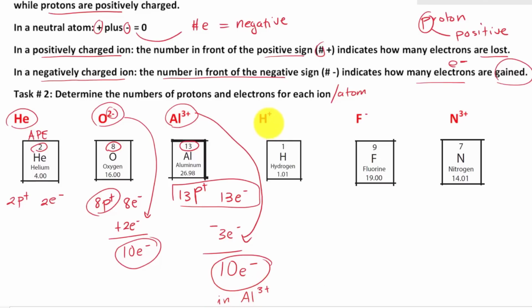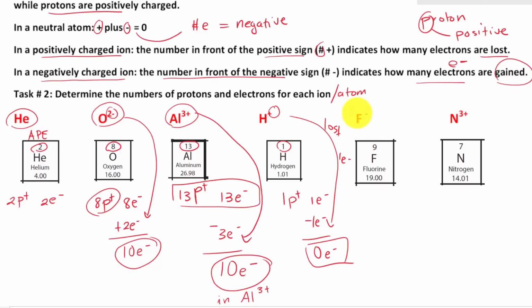Well, in this case, let's look at this one. We have hydrogen. Well, hydrogen is H with a 1 as atomic number. So we have original number of 1 proton. And how many electrons? It's the same as the number of protons. So it's 1 electron. But that positive right there, it doesn't have a number in front of it. But we know it must be 1. So therefore, it lost 1 electron. Right? So we have minus 1 electron. Well, 1 minus 1 gives us 0 electrons. So now, in this H plus, it has 0 electrons.